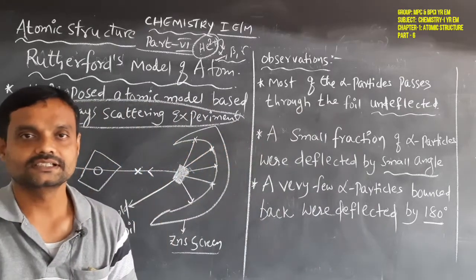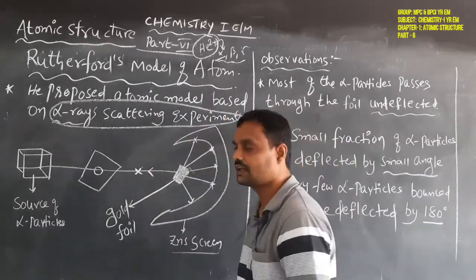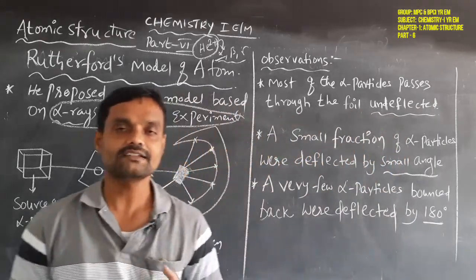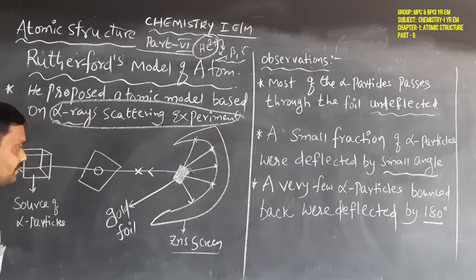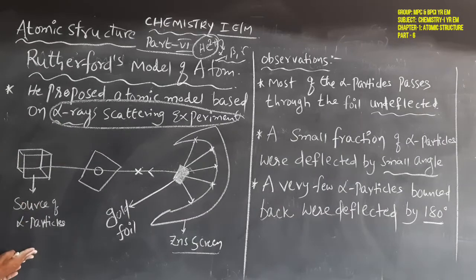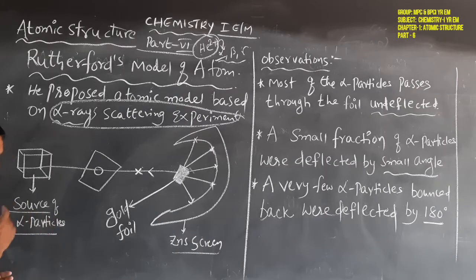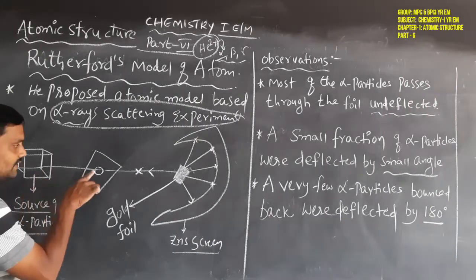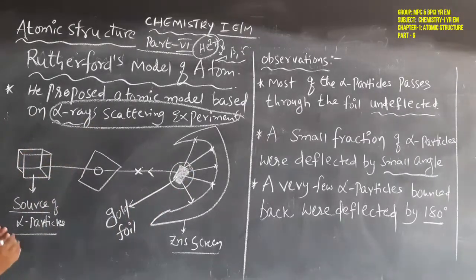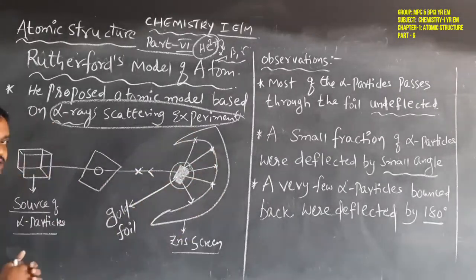Here Rutherford used the alpha rays scattering experiment. Already we have to know that alpha rays are nothing but alpha particles. What was done in that experiment? Briefly, this is the source of the alpha particles, which move towards the gold foil, and this is the zinc sulfide screen.